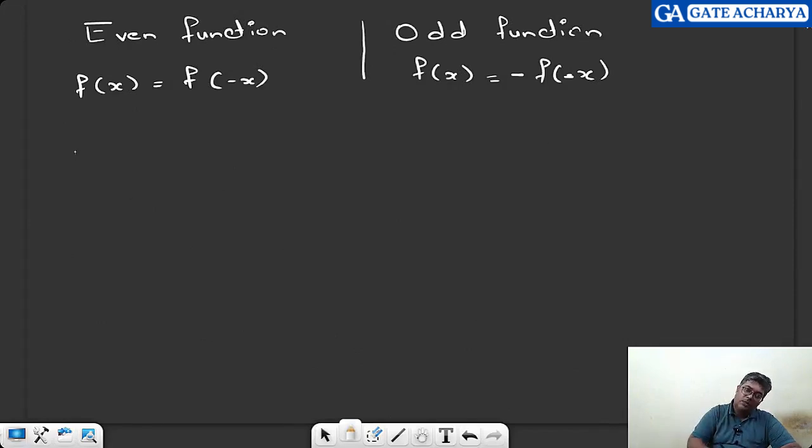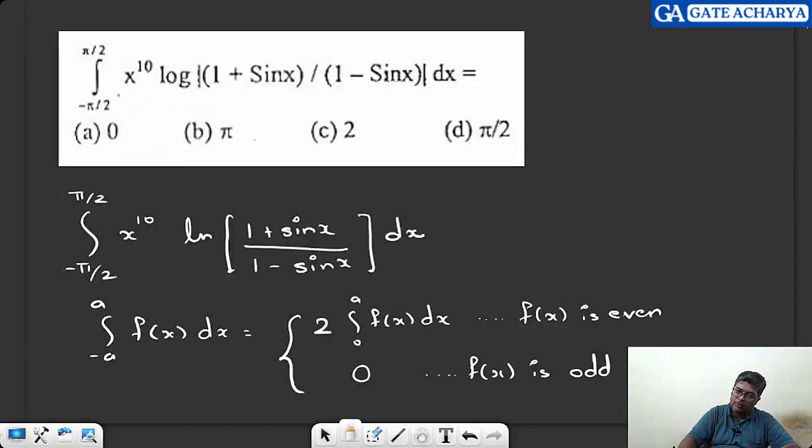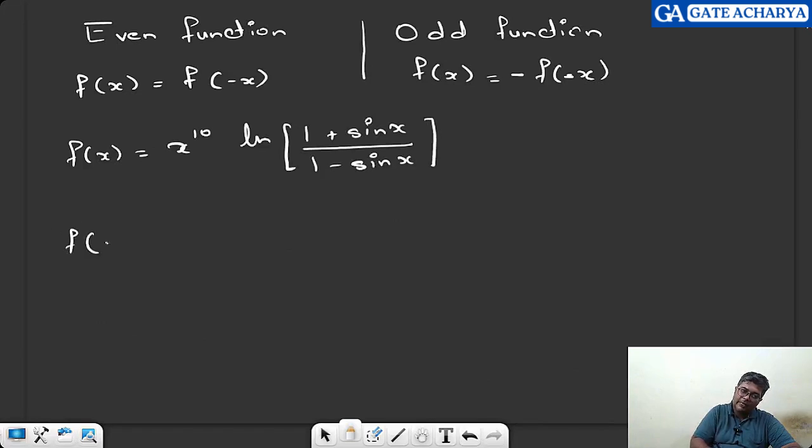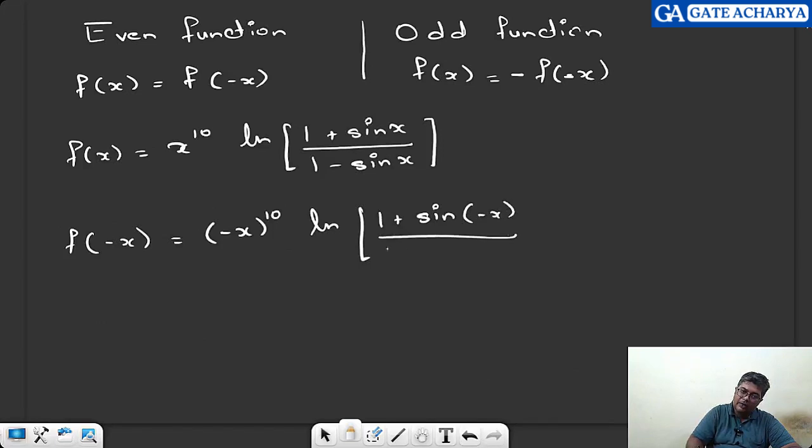So let's see. What is our f of x function here? You see in the limits, what is that? x raised to 10 times log of 1 plus sin x divided by 1 minus sin x, right? So x raised to 10 natural log of 1 plus sin x divided by 1 minus sin x. Now to test out that theory, let's introduce f of minus x. So wherever there is x, now replace by minus x. So minus x to the power of 10 log of 1 plus sine of minus x divided by 1 minus sine of minus x.